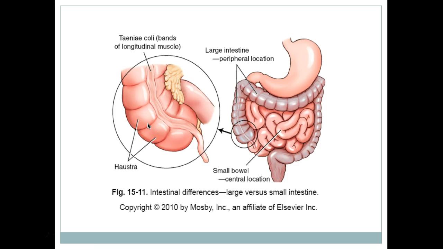I get that question from the students a lot: how do I tell the difference between large and small bowel? So we talked about how the jejunum looks feathery and how the ileum is a little bit smaller in diameter, and then we have these haustra for the large bowel. Okay, so that's how you tell the difference.